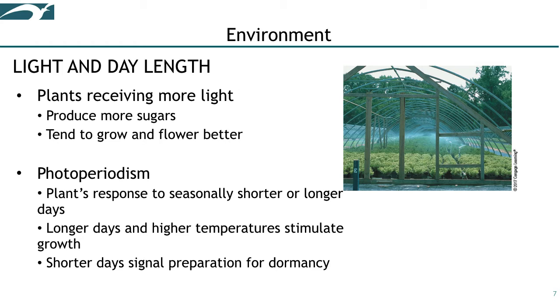So plants produce more sugars and they tend to grow a better flower if they have a longer growing season. Photoperiodism. Plants respond to seasonally shorter or longer days. Longer days and higher temperatures stimulate the growth in the plant. Shorter days signal preparation for dormancy, time to just get ready to go to bed. So taking into consideration light and day length is very helpful. That's why you will use a greenhouse to prolong the growing season.